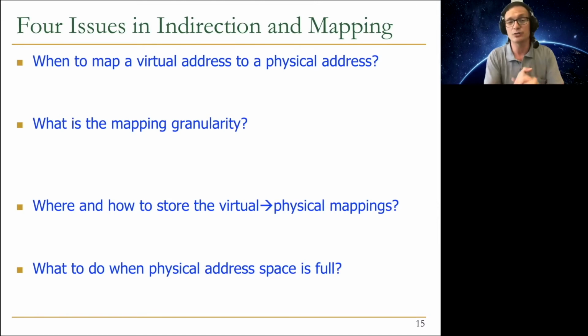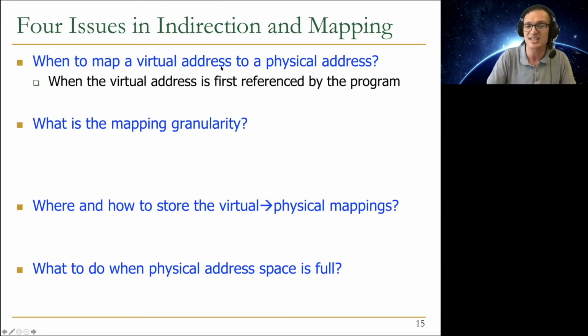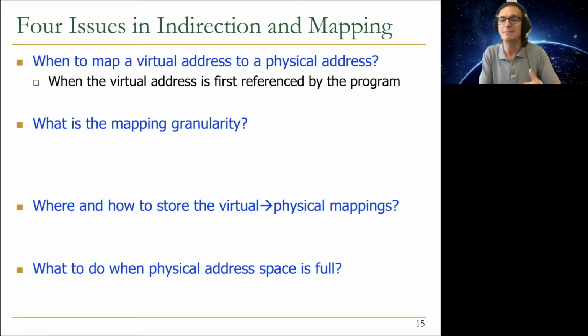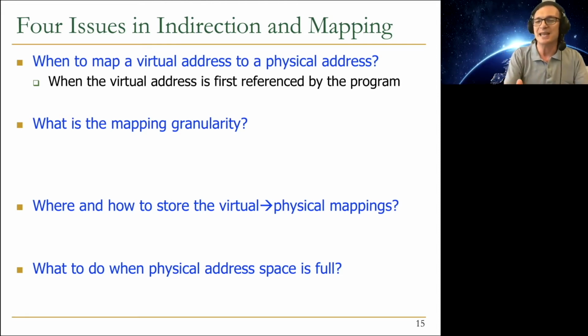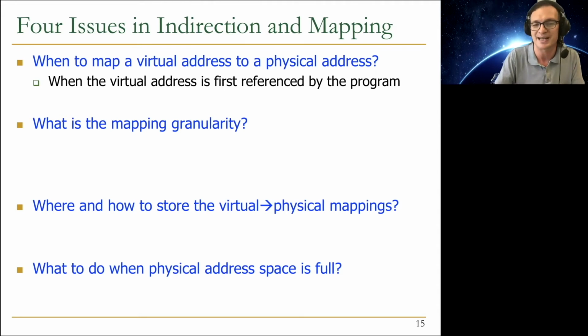Okay, so we're going to look at multiple issues here. There are at least 4 major issues, let's say, in indirection mapping. One question is when to map a virtual address to a physical address. I'm not going to delve a lot into this, but basically, when the virtual address is first referenced by the program, makes sense. Basically, it's demand paging. But of course, you can do prefetching as well. You can apply the same principles of prefetching that we discussed from the disk into the physical memory and change the mappings. Obviously, you can do that, but we're not going to talk about that as much.